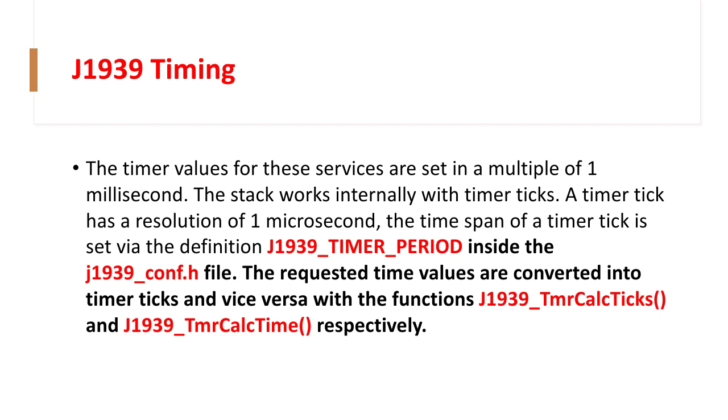So the requested time values are converted into timer ticks and vice versa with the functions J1939_TMR_CALC_TICKS and J1939_TMR_CALC_TIME respectively. As usual, we'll see what configuration options are available, and then we'll come to the functions available in this timing module.